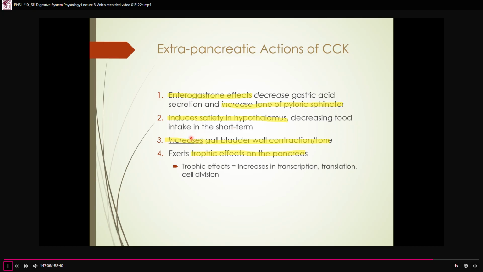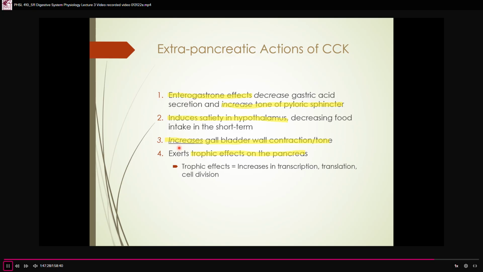It acts over in the gallbladder, and it increases the contractile activity in the wall of the gallbladder. So it causes the gallbladder wall to contract around its hollow tubed lumen. That increases the intraluminal pressure in the gallbladder and helps drive out the concentrated bile that had accumulated there in the in-between meal state.